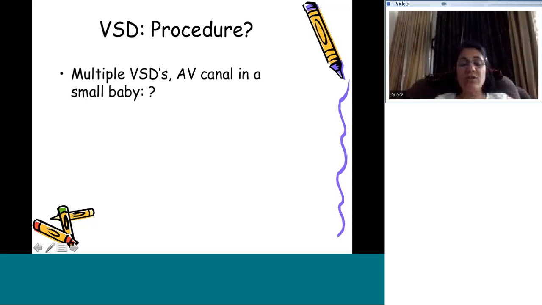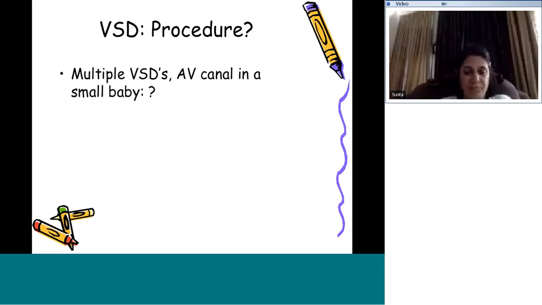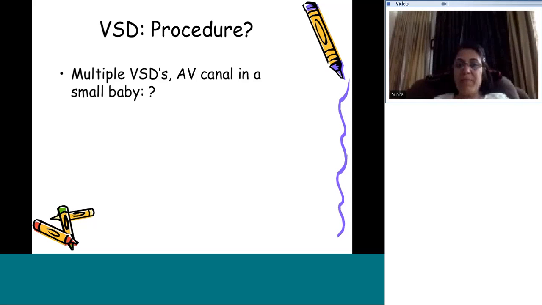So it depends on the type of VSD. Yes, you could do a transatrial approach through the right atrium in your membranous VSDs, inlet VSDs, right? You would do a transpulmonary approach through the pulmonary artery in which type of VSD? We go through the pulmonary artery in which one? In a subpulmonic VSD. And sometimes you go through the apex. In which type? When would you go through the apex to close it? If it was an apical VSD, through an apical ventriculotomy.